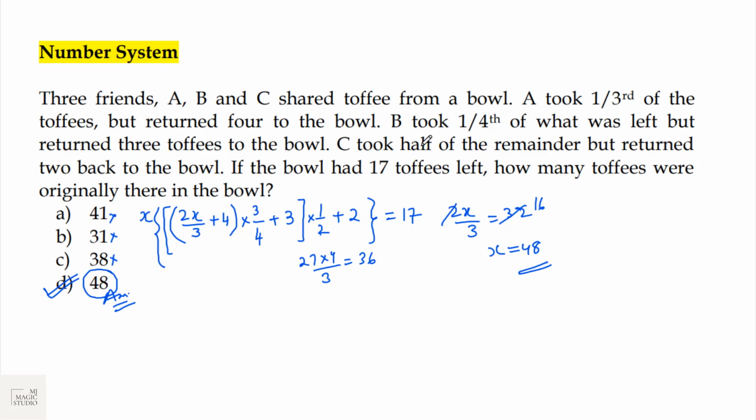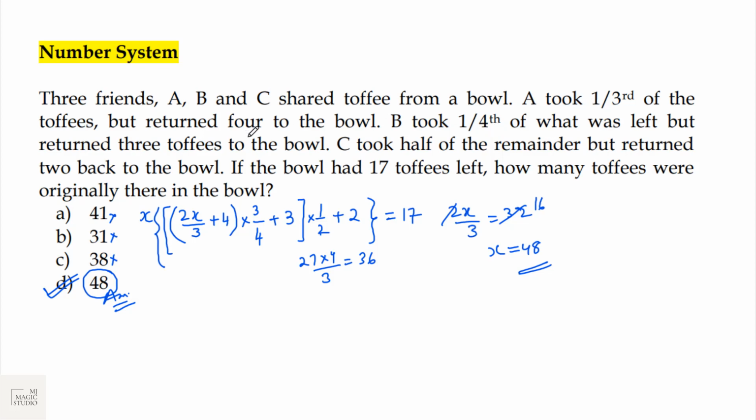C took half, that means 15 into 2 is 30. Now 3 toffees were written by B. So 30 minus 3 is 27. 1/4 was taken, 3/4 is 27. That means the whole number is 27 plus 9, 36.